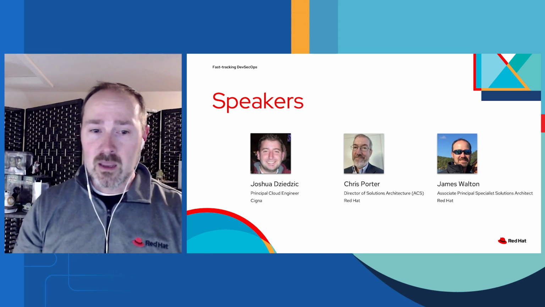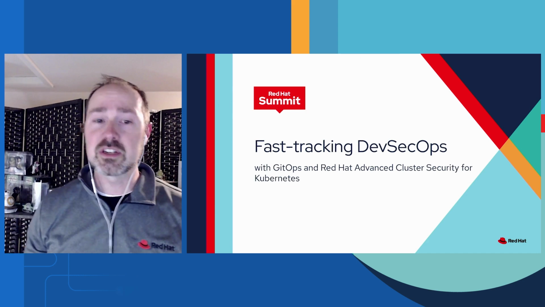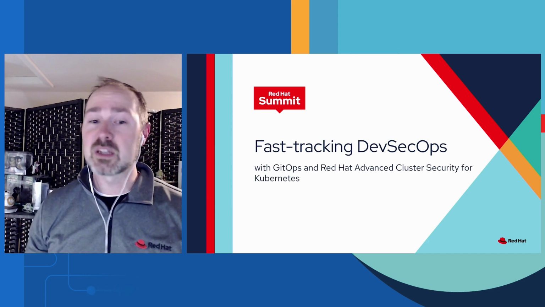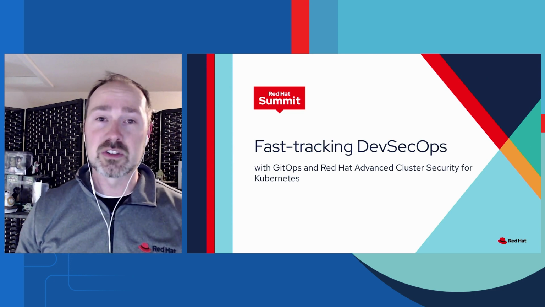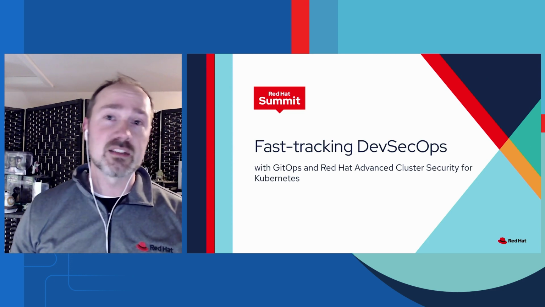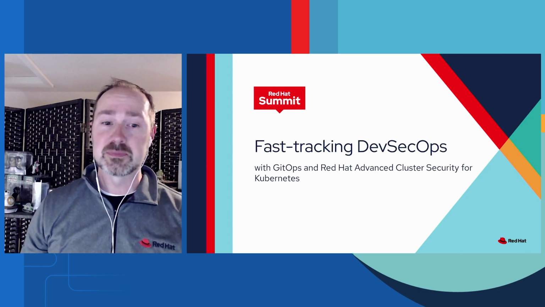My name is James Walton, and I'm an Associate Principal Cloud Solution Architect with Red Hat. And I'm joined today by Joshua Dietzick, a Principal Cloud Engineer from Cigna, and Chris Porter, Director of Solution Architecture for Advanced Cluster Security at Red Hat. As our session title implies, we're here to discuss today how Cigna was able to rapidly enhance their security posture for OpenShift using their GitOps practices and Red Hat's advanced cluster security for Kubernetes.